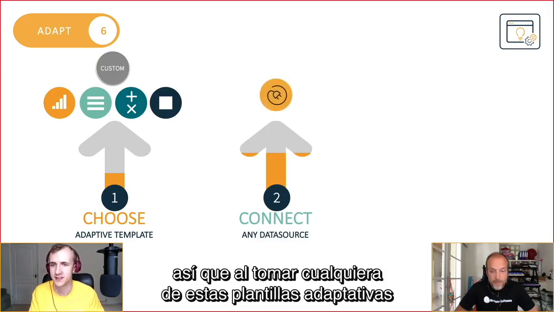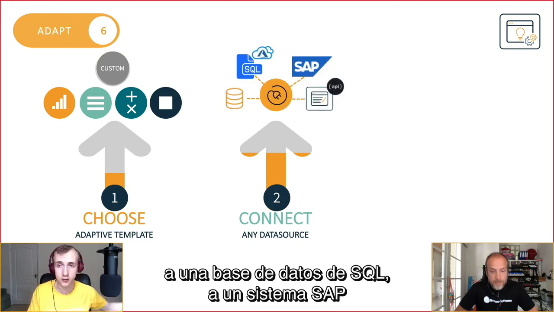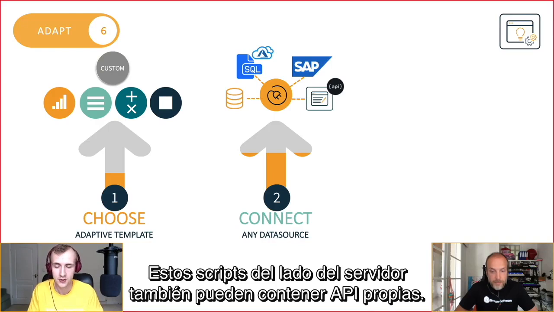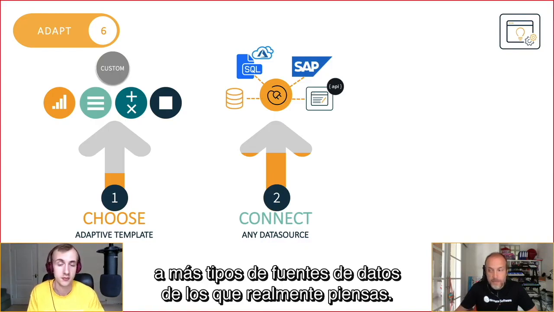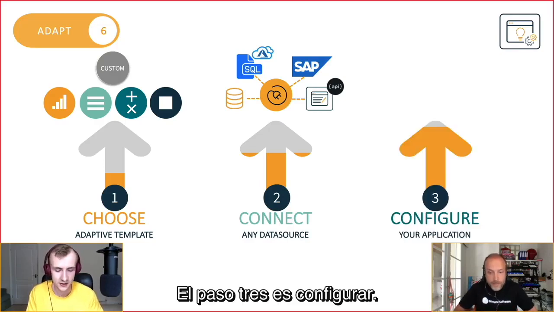So taking one of these adaptive templates, you can plug it into a Neptune table, into a SQL database, into a SAP system, or just straight into a server script. And these server scripts can contain APIs on their own as well. So you can really connect to any kind of data source that you could possibly think of with this flexible system. And then step 3 is to configure.